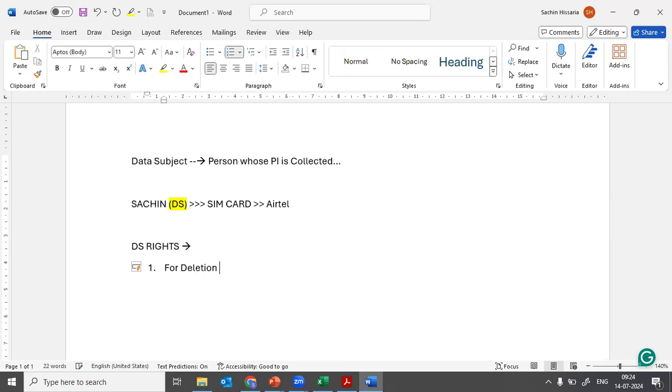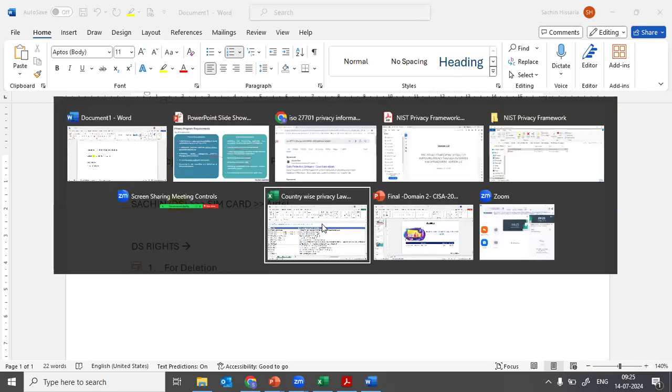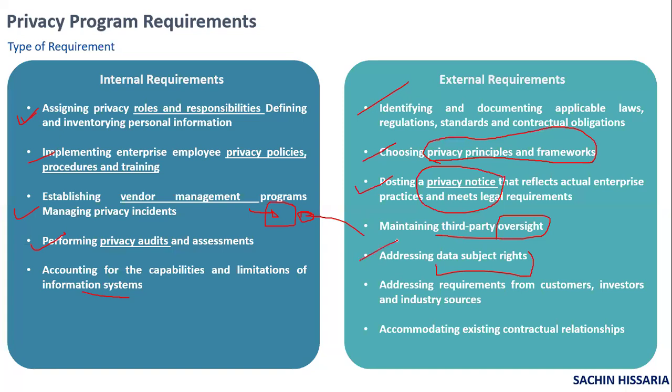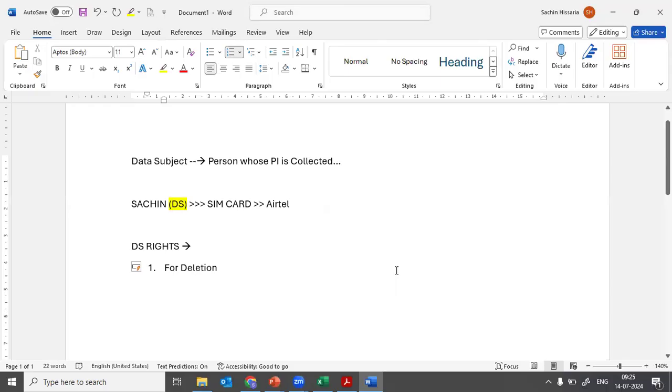For example, suppose I buy a SIM card and after a certain period of time I change my company from Airtel. Suppose I switched to Vodafone Idea, then I may ask Airtel to delete my privacy information. Likewise, there are certain rights given to the data subject. So the company needs to address those data subject rights. They need to implement a process or control in place, so that if a data subject makes a request, they know how to execute it.